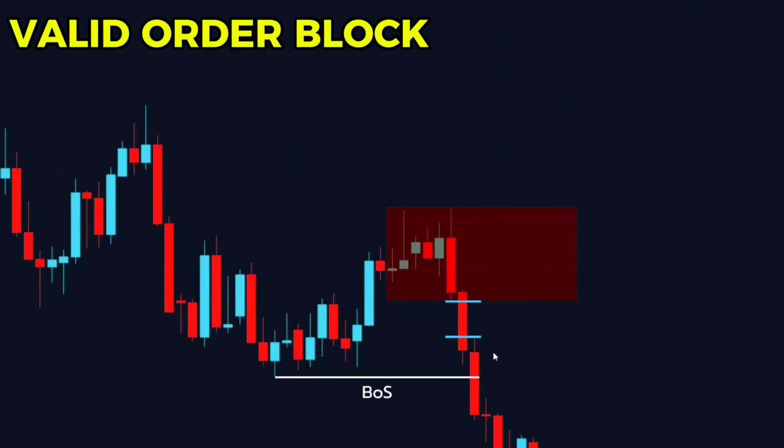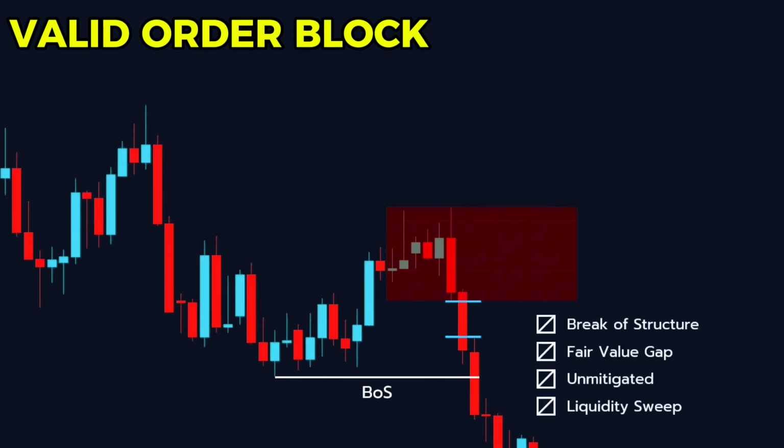First, there is a break of structure. Second, there is a fair value gap. Third, the price did not go back at all. In this zone, the price has gone and accepted. And finally, in the previous area, there is no liquidity left. Between this one and this one, more than liquidity. Therefore, this order block can be used through all 4 gains in the future.